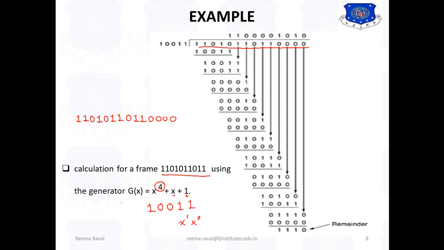So that's coefficient is 1. Then x raised to 2. X raised to 2 term is not there, so it is 0. Then x raised to 3, that term is also not there, so it is 0. Then x raised to 4, so that's coefficient is 1. So this way we are obtaining the g of x, and according to that generator, it will be like this. Now step by step we need to perform this binary division.